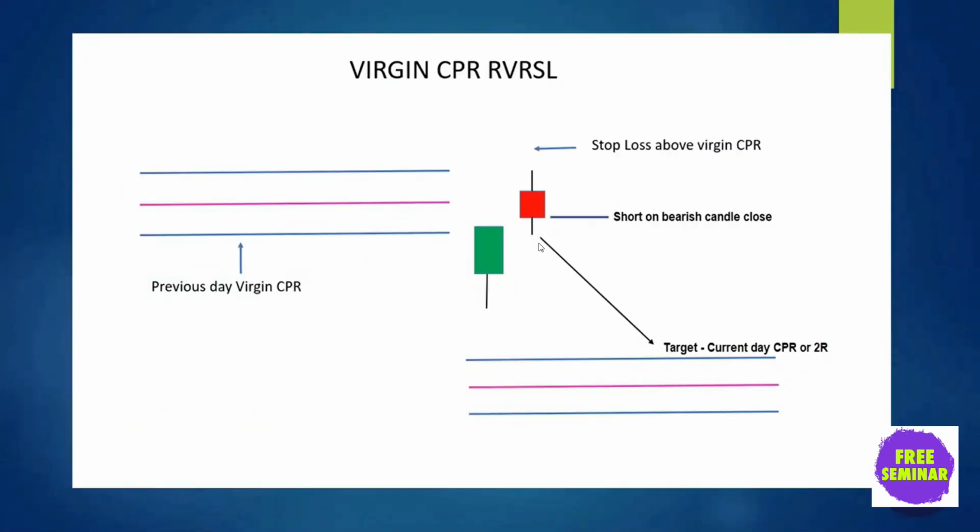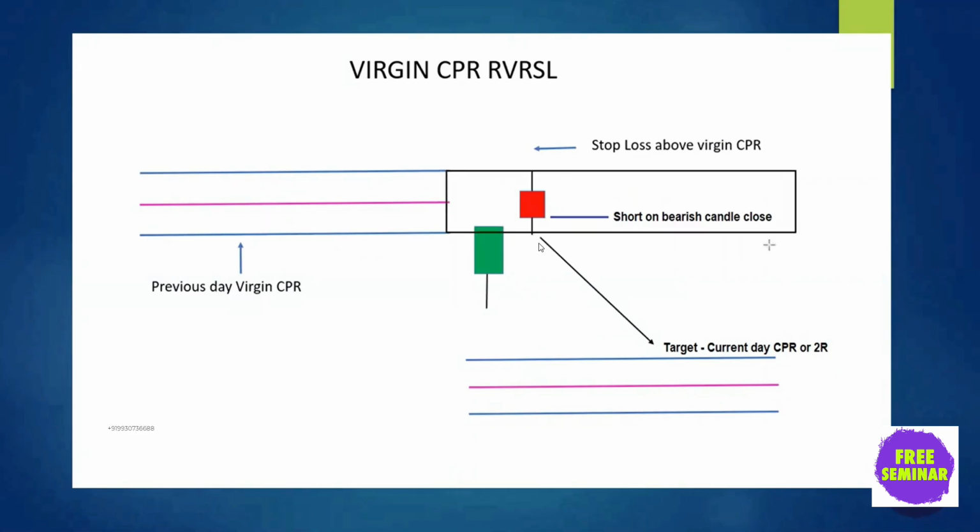Okay, now let us discuss the next pattern, that is Virgin CPR reversal pattern. What is Virgin CPR? We already discussed in the first session. Virgin CPR means a CPR which doesn't have any candlestick inside, such CPR is called Virgin CPR for the next day. So next day what you should do? You should go and mark a box, that means that is the support and resistance on your chart. Along with the current day CPR, that day you will have another support resistance, that is virgin CPR.